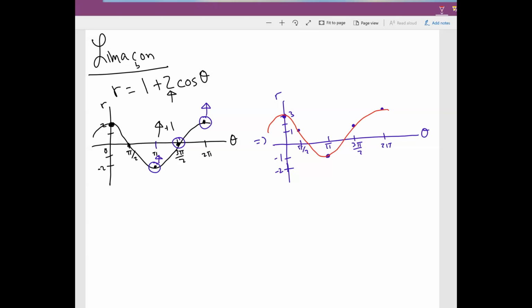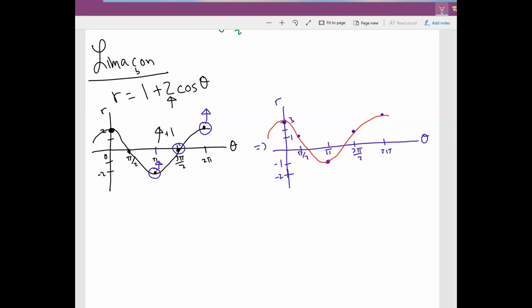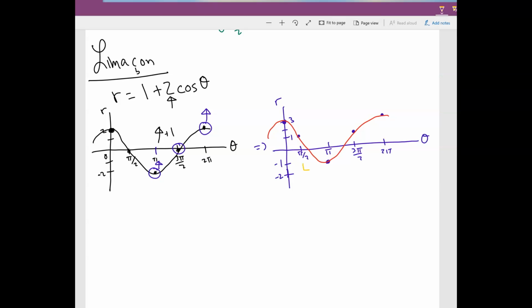Notice a couple of things that are going on here. What you really want to take a look at is what's happening between pi over 2 and pi and 3 pi over 2, which may seem very subtle. You can see that between pi over 2 and pi, the graph goes to 0, and also between pi and 3 pi over 2, the graph also goes to 0, at some points that are not in the tick marks.